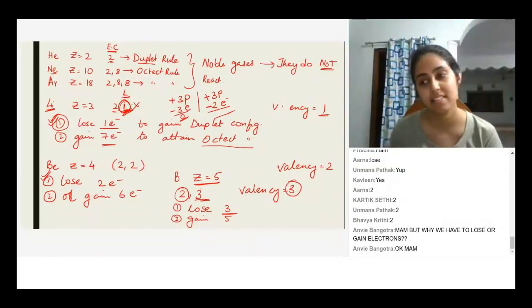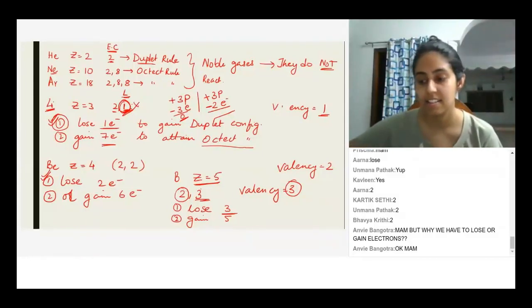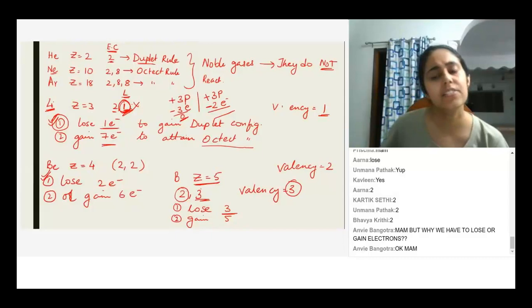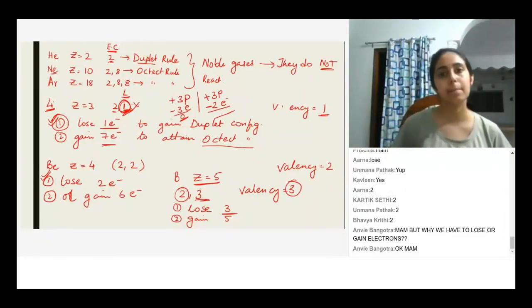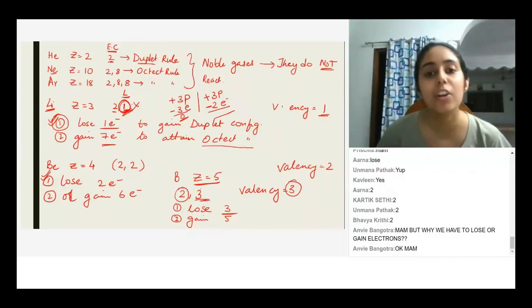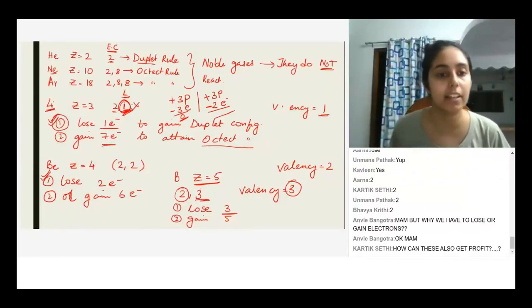Are unstable elements a problem? Is it fine to be unstable? It is fine to be unstable. It's just that until you attain a stable configuration, it will keep reacting. Ma'am, any example? All of these are examples: lithium, beryllium, boron. We will learn that when we come to bonding in the next topic.